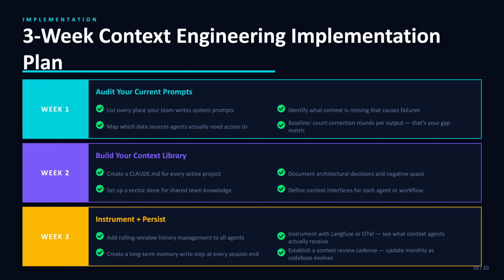Week 3. Instrument and persist. Add rolling window history management to your agents. Instrument with LangFuse or OpenTelemetry. You need visibility into what context your agents are actually receiving before you can systematically improve it. Create a long-term memory write step at the end of every session. And establish a context review cadence. I recommend updating your context library monthly as your codebase and team priorities evolve. 3 weeks, 4 concrete actions each week. Pick it up wherever you are.